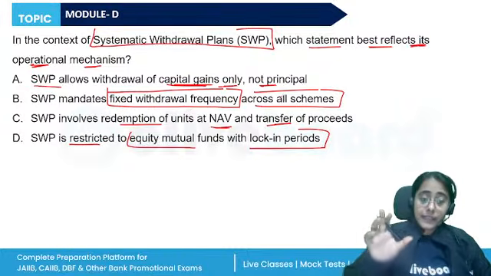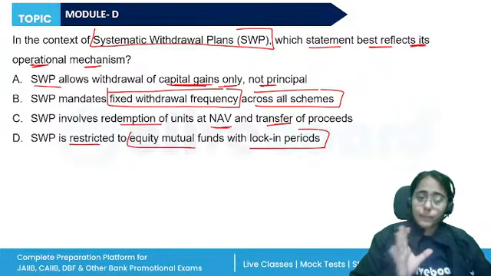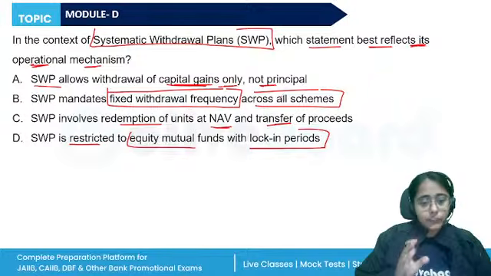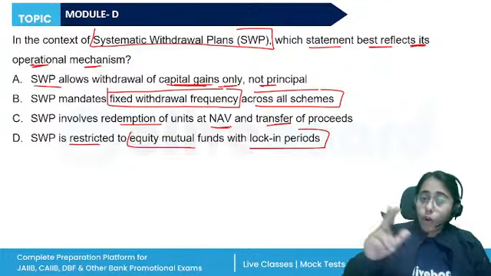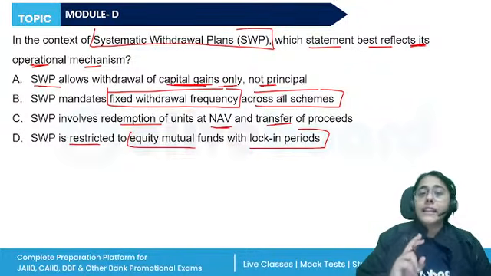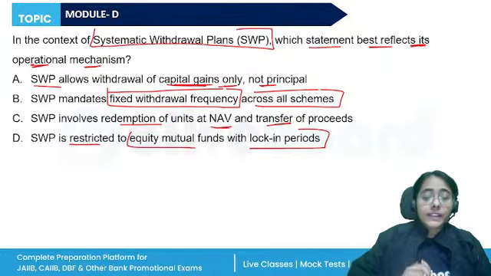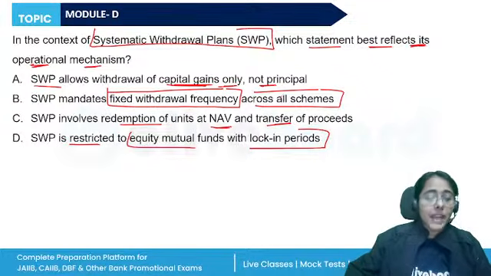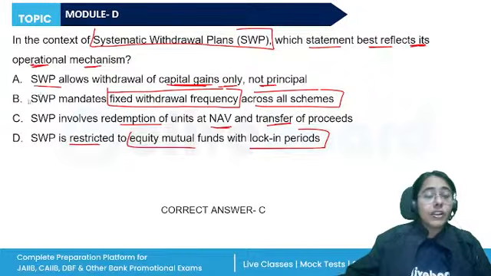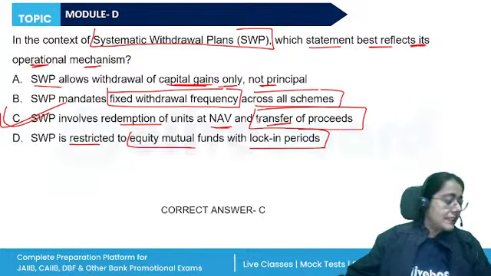Yes, so SWP allows us to withdraw at fixed intervals, true. But I can choose the amount and the frequency of withdrawal. For all the customers, it is not the same; for all the clients, it is not fixed. I have the flexibility to choose the amount and the frequency of withdrawal. Then on the set date, the units of my portfolio will be sold and the funds will be transferred to my account. So it is not fixed. It involves redemption of the units at NAV and transfer of proceeds.